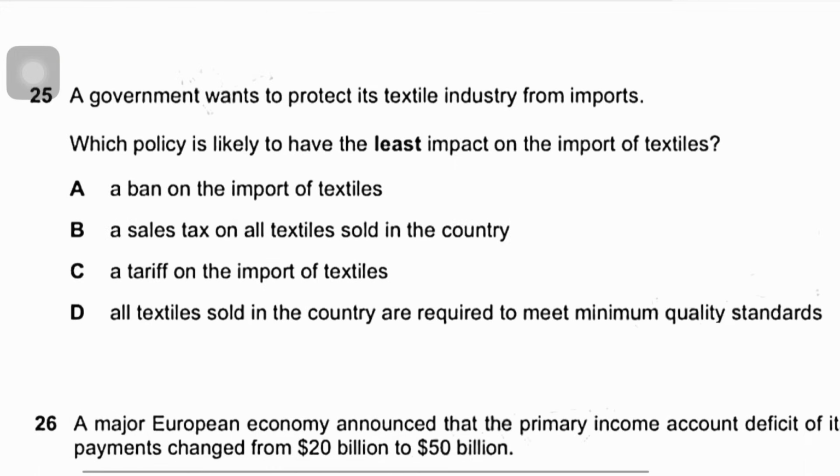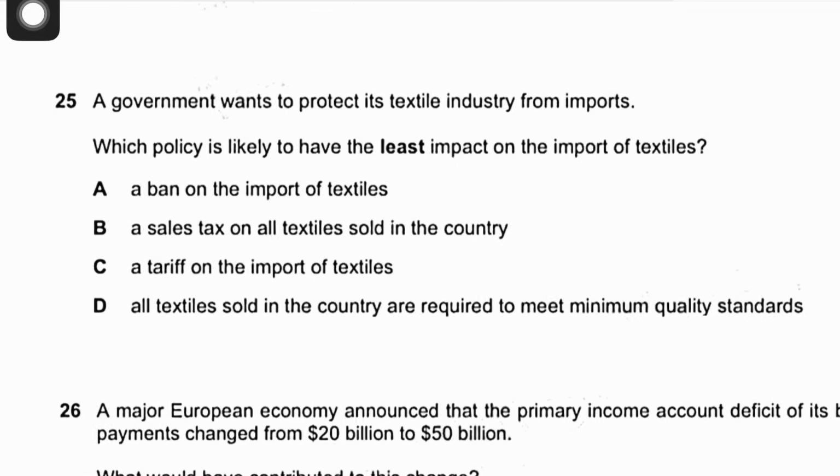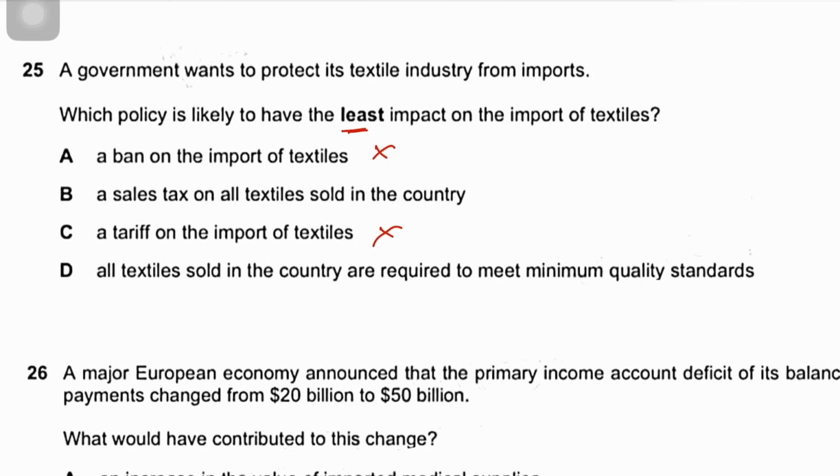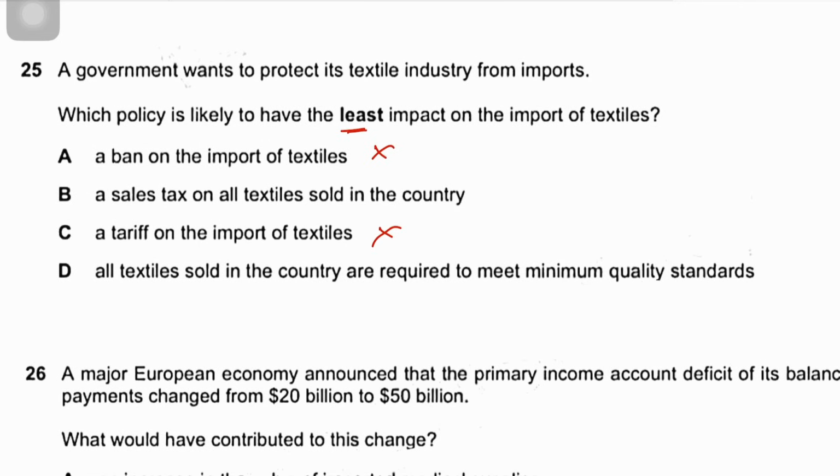The next question, 25, says the government wants to protect its textile industry from imports. Which policy is least likely to have an impact on the import of textiles? So a ban will definitely have an impact. It's a trade protection policy, and so is a tariff. These both will have an impact. All textiles sold in the country being required to meet minimum quality standards, so quality standards act as non-tariff barriers, making it more difficult for foreign textiles to enter the market if they do not meet the required standards.